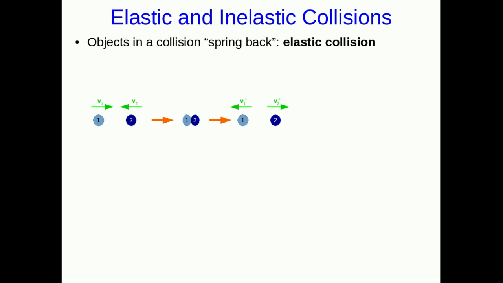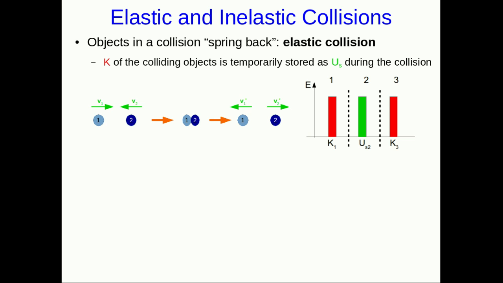When the objects in a collision spring back, in other words, they're elastically colliding with each other, then the kinetic energy before the collision gets temporarily stored as spring potential energy during the deformation of the objects. But after the collision, it all gets returned to kinetic energy. And so we can ignore the middle, right? Because the energy 1 equals the energy 2 equals the energy 3, and we basically have a law of conservation of kinetic energy when this happens.